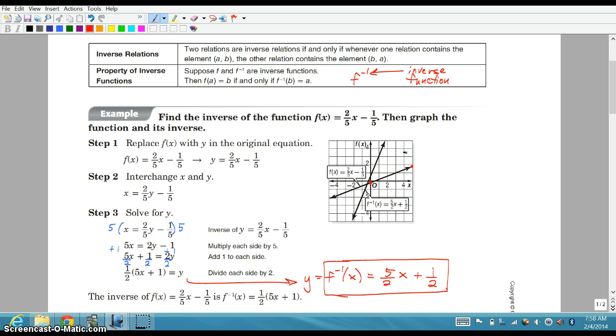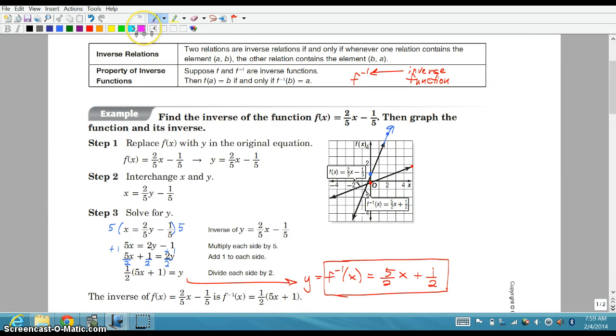The other line, the inverse function that I just came up with, has a y-intercept of 1/2. And then the slope from there is 5/2, so up 5, 1, 2, 3, 4, 5, and then right 2, which will probably take me off the graph there a little bit, but there we go with that line. So we've got our two functions, f of x and f inverse of x.